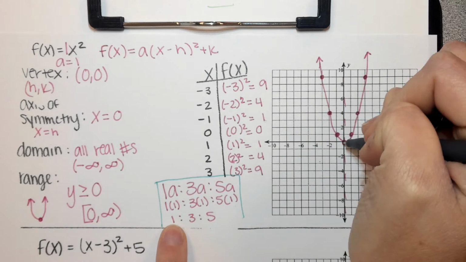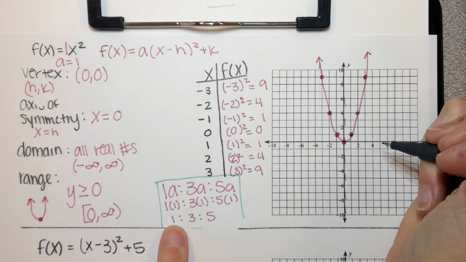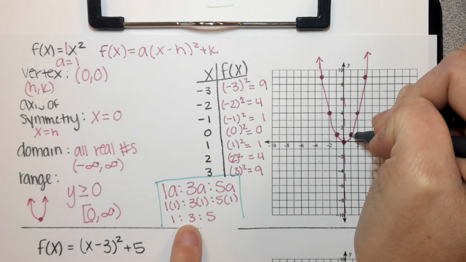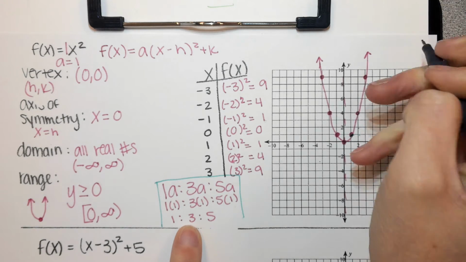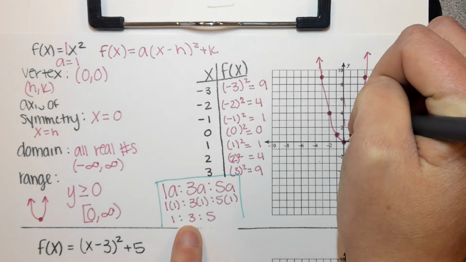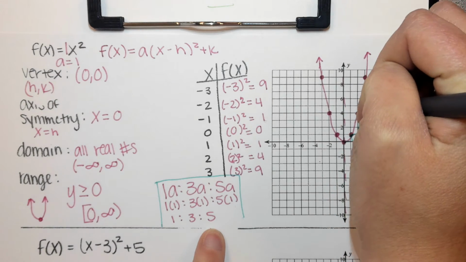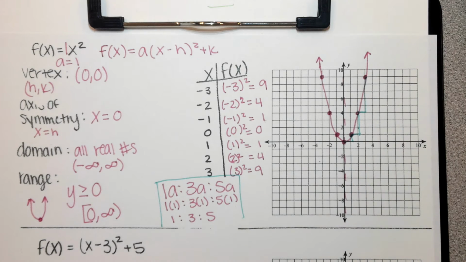And for 1, that means I go over 1, up 1. For 3, from that point, I go over 1, up 3. So over 1, up 1, over 1, up 3. And then 5. So over 1 and up 5. Okay, and that'll work every single time.